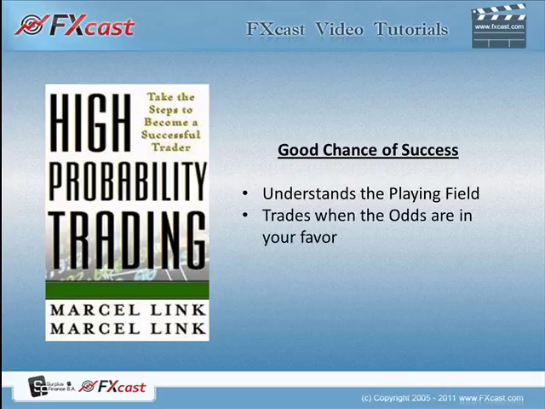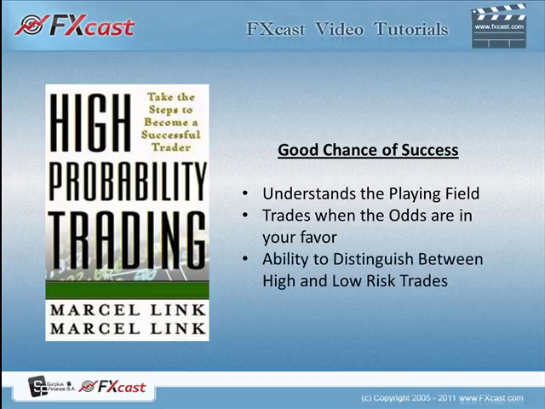It lets us trade when the odds are in our favor because we're not trading against the type of day. We're not taking a strategy that, I won't say will not work for that type of day, but there is a lower percentage of that trade working, or more importantly, you have to sit through a long period of time for the trade to actually work, if it will work at all. So understanding the type of day, checking the weather, allows us to distinguish the difference between high and low risk trades.